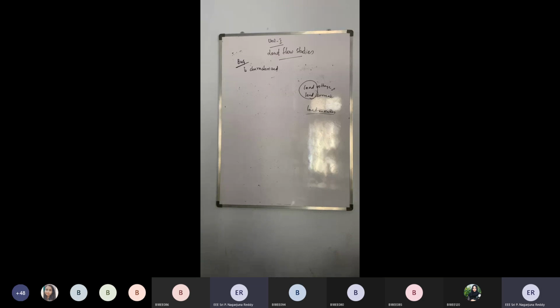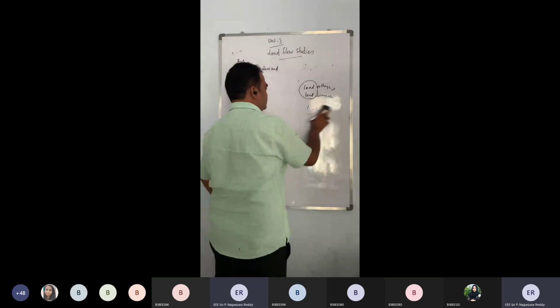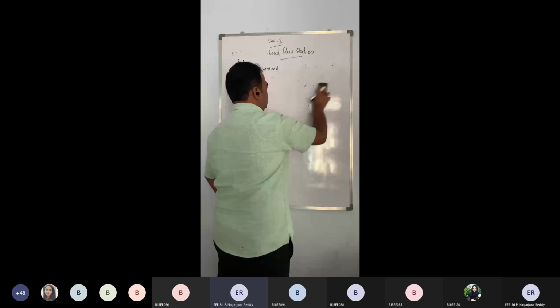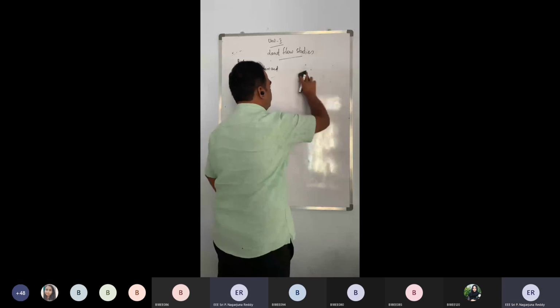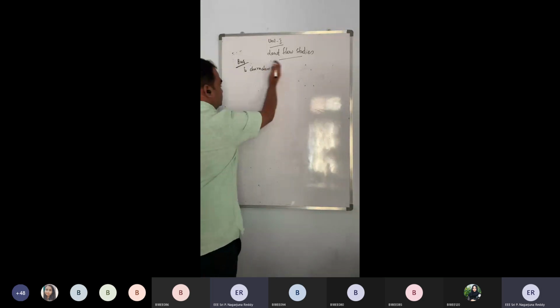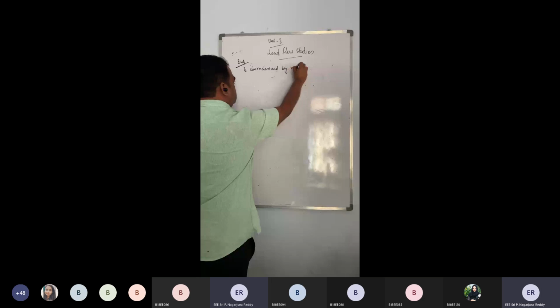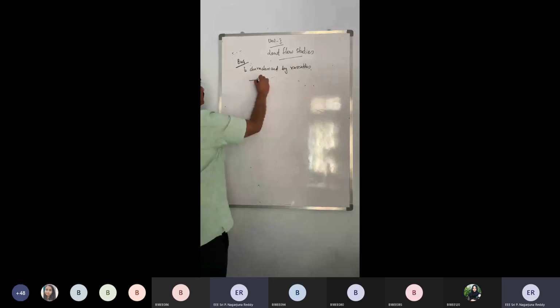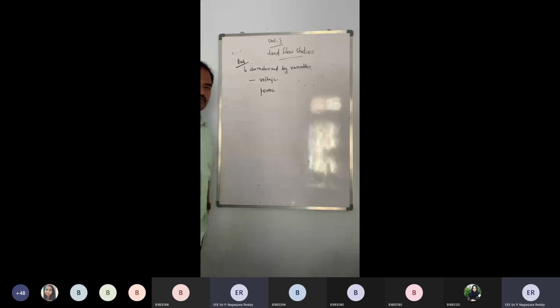Now, in the same way, bus is also characterized by a few variables. And the common, or widely used, bus variables are voltage and power. These two are considered to be standard variables for any bus.